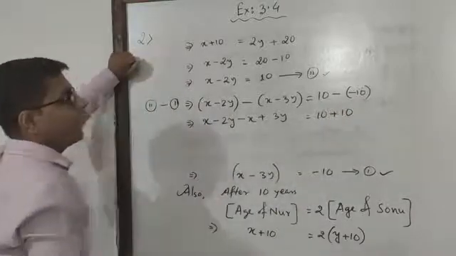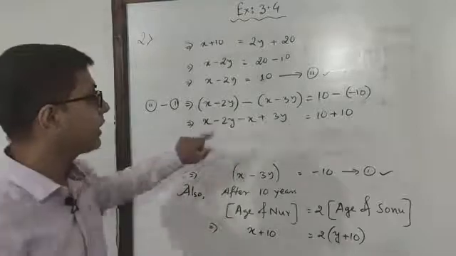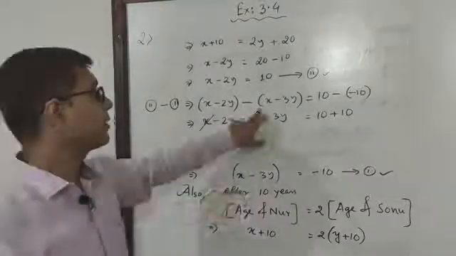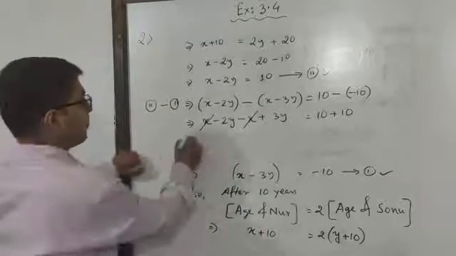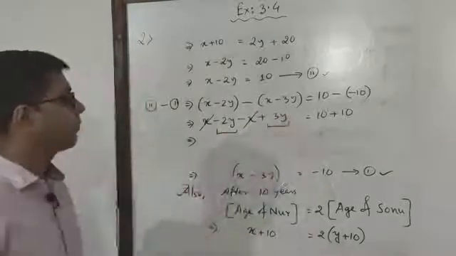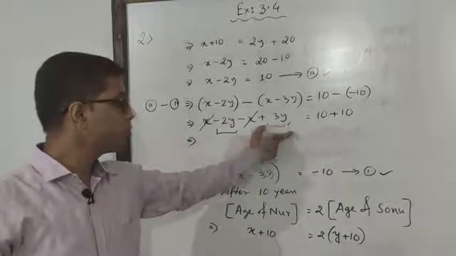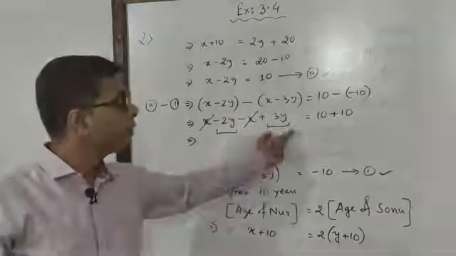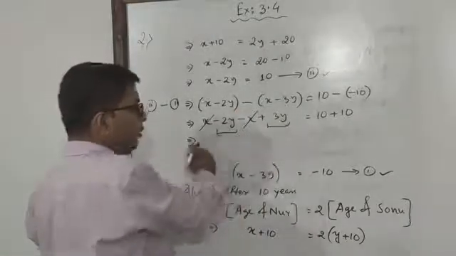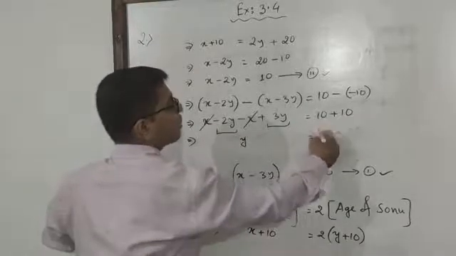Is that okay? So in this way we have here positive X and negative X. Can we cancel this positive X and negative X? Definitely we can cancel. Then what is left? Negative 2Y and positive 3Y. So that is 3Y minus 2Y, 3 times Y minus 2 times Y. So only Y will be left, and on that side, 10 plus 10 is 20.